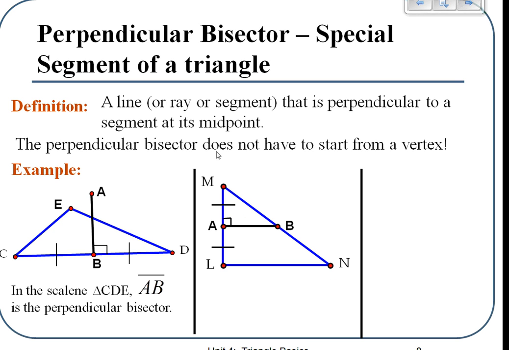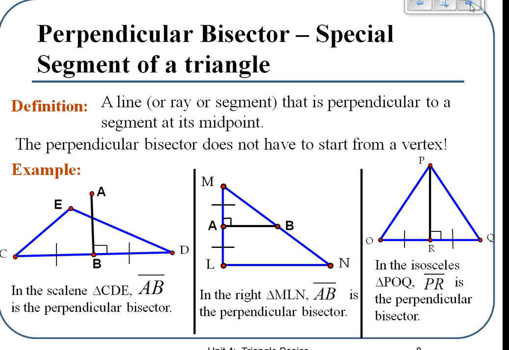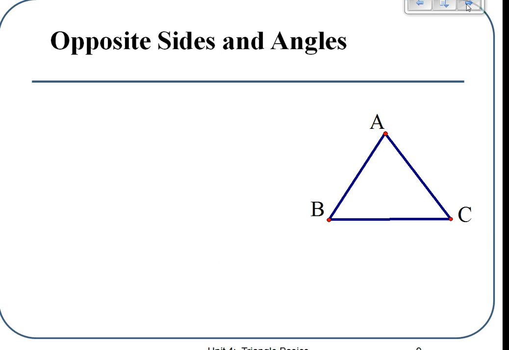In a right triangle, it just so happens that the perpendicular, well, it has other features, but we're not going to go into that. I'll leave that for later. In right triangle MLN, AB is the perpendicular bisector. And in an isosceles triangle, the perpendicular bisector will in fact come from a vertex, as it would with an equiangular or equilateral.